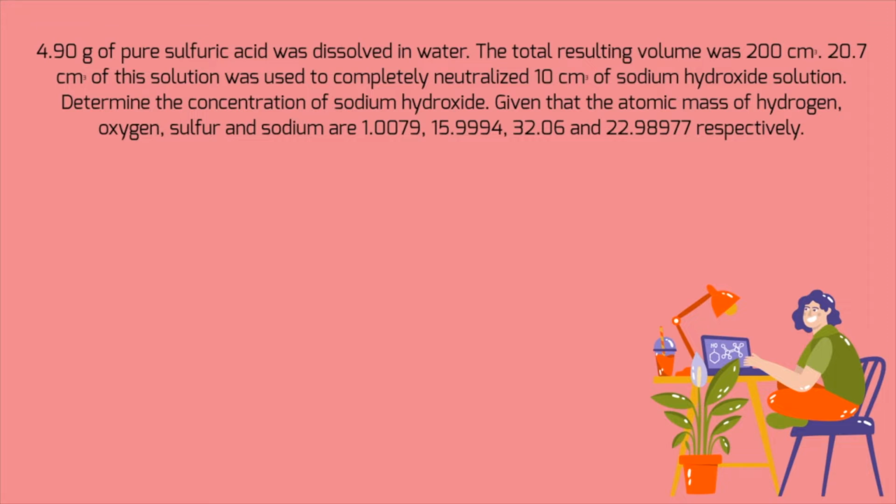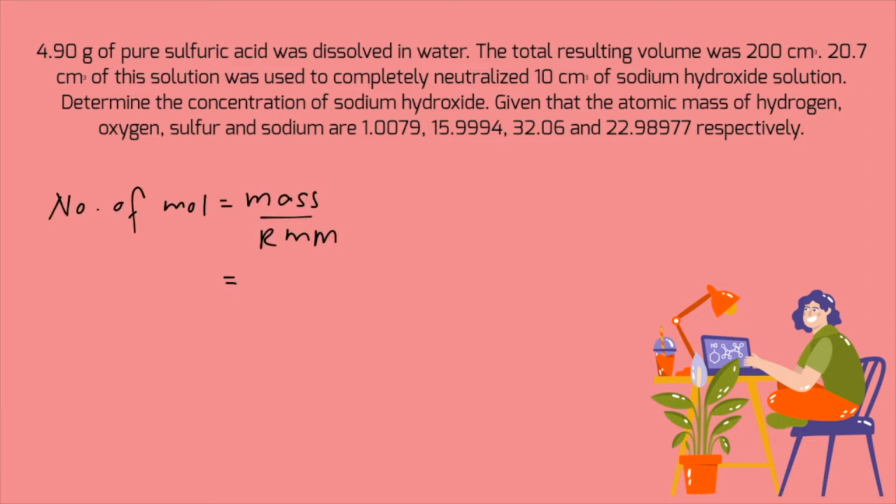To answer this question, the first thing that you need to do is you need to know what is the concentration of the sulfuric acid used in this particular reaction. So in this particular question, you were given the mass instead of the molarity itself. So from the mass, you need to know how to calculate the number of mole. In order for you to calculate the number of mole, you need to know the formula. So the number of mole is equivalent to mass over RMM.